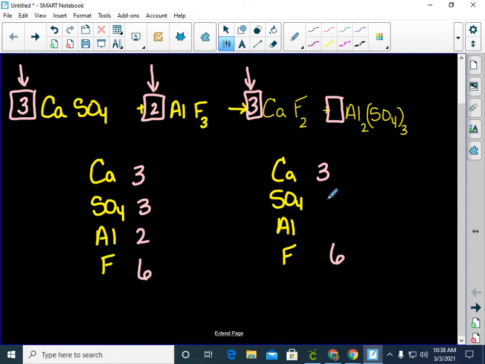These guys didn't change. 2 aluminums, 3 sulfates. Okay, because this is a 1 right here. Oh, look. 3, 3, 3, 3, 2, 2, 6, 6. Give yourself a smiley face. Okay, pat yourself on the back and say, I did a good job. Because I did.